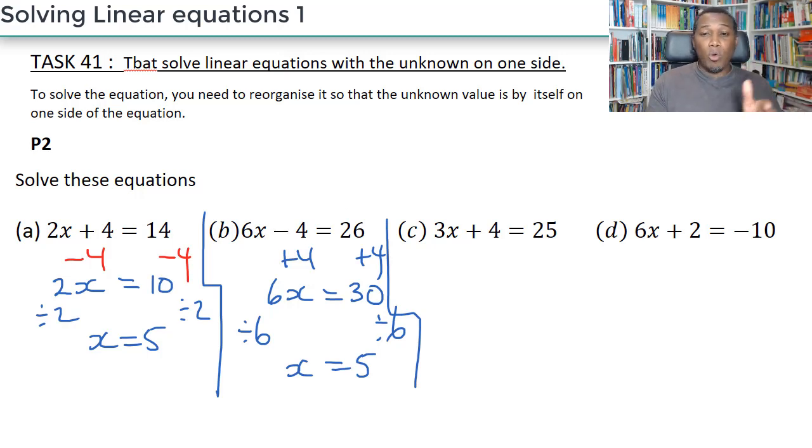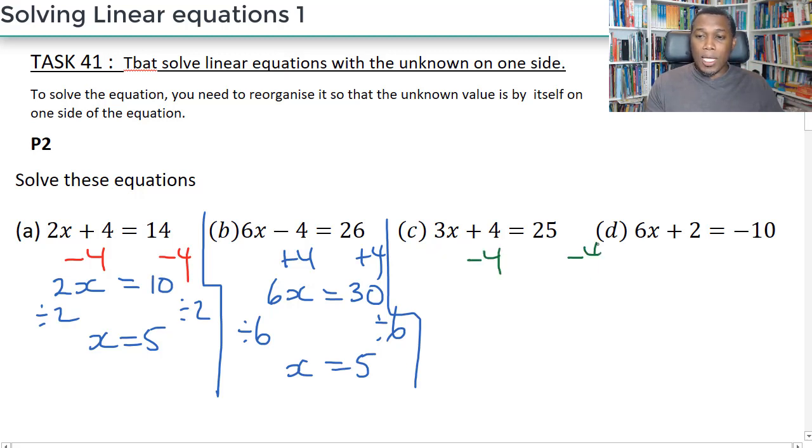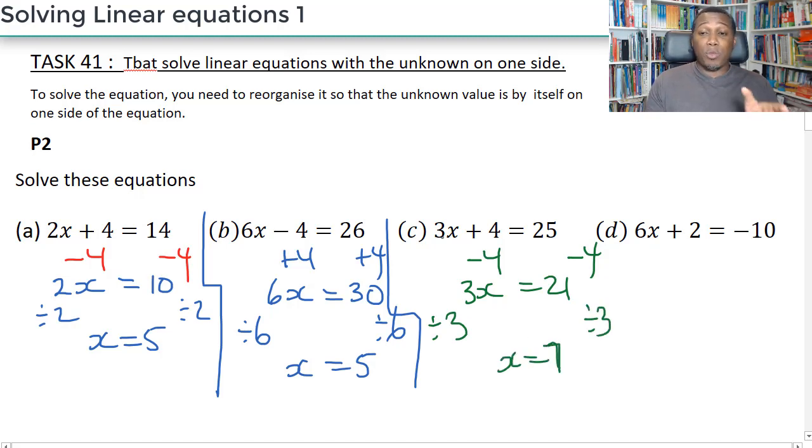The check, so important. The third one, I'm going to take away the 4 from both sides. So I'm getting 21. 3x is left on the left-hand side. 3x is 21. Dividing by 3 on both sides, x is going to be equal to 7. 7 3s are 21. I check. 7 3s are 21 and 4 is 25. Is balancing not cool? Balancing is all right.